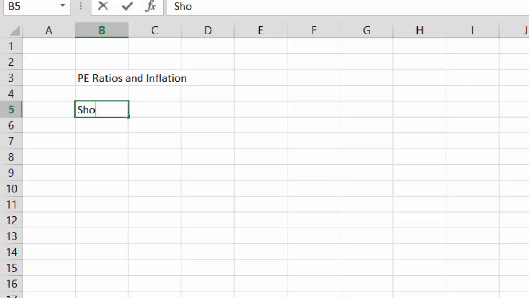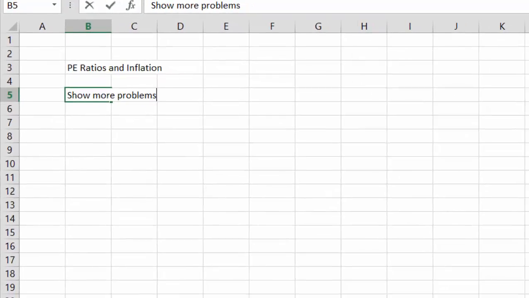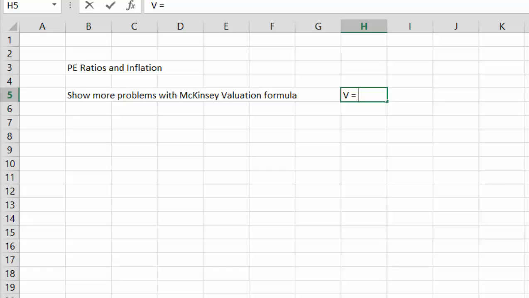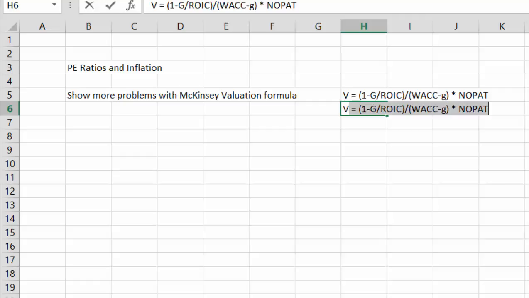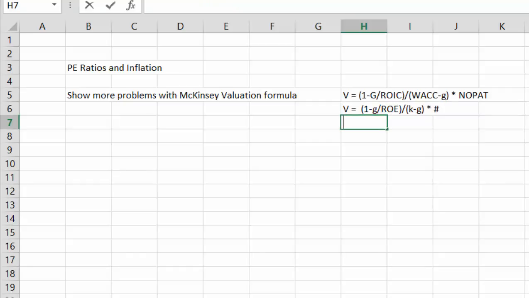And we're going to show more problems with the famous McKinsey valuation formula, which is: value equals (1 minus G divided by ROIC) divided by (WACC minus G), times NOPAT. That's what they use. Or if you want to say, value equals (1 minus G divided by ROE) divided by (K minus G), times E.